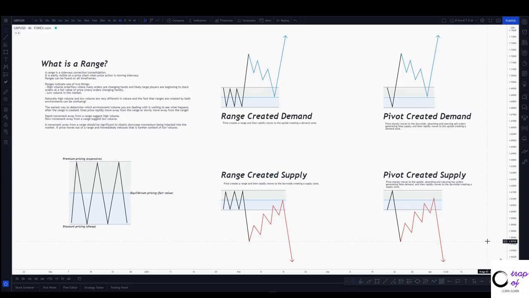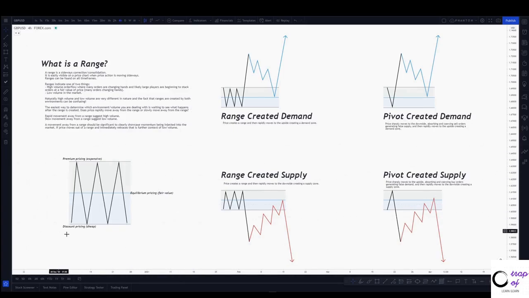A movement away from a range should be significant to clearly showcase momentum being injected into that market. We're trying to identify when large orders are being placed into the market, so we should see a rapid expansion away, whether it's up or down. If price moves out of that range and then immediately retraces, that's a further context of low volume. It might initially look like you have the willingness or an expansion out of that range, but if you don't see a whole lot of follow through and it just quickly comes back, generally speaking, that's a smaller injection of volatility, and not enough commitment to derive a supply or demand zone being created at that particular price point.